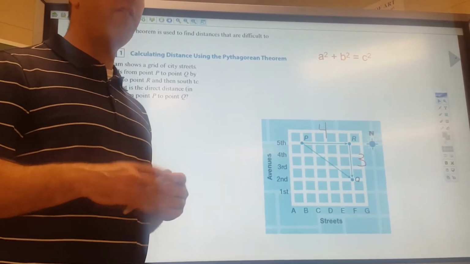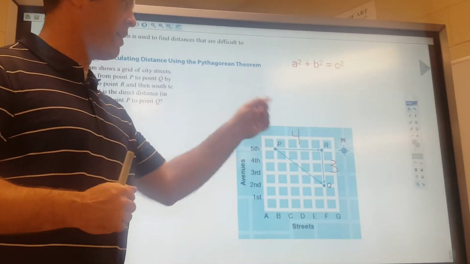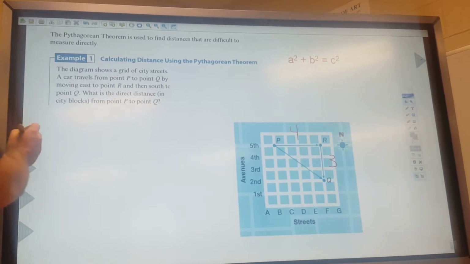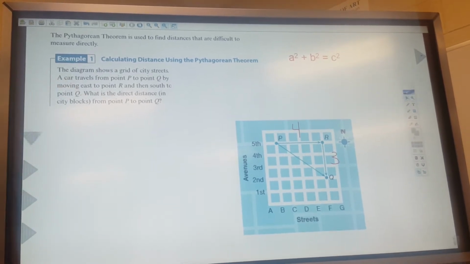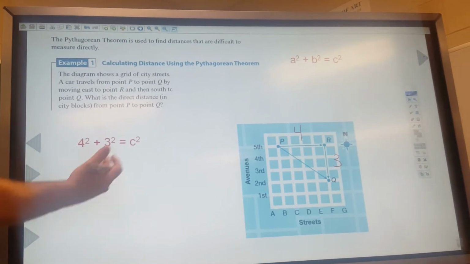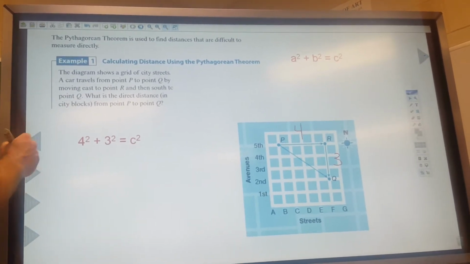The legs are 4 and 3, the two sides that make up the right angle. Okay, so those are the ones that are going to be grouped together on the left side of the equation. All right, and then the hypotenuse is what we're going to solve for. We'll call it C. We can call it whatever letter we want. Later on we use D for distance, but right now we have C.